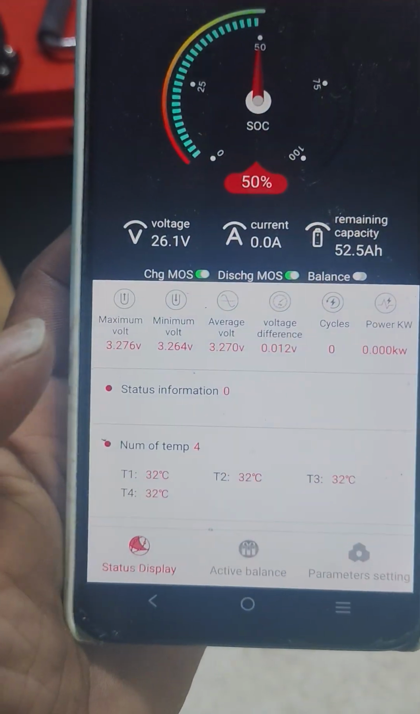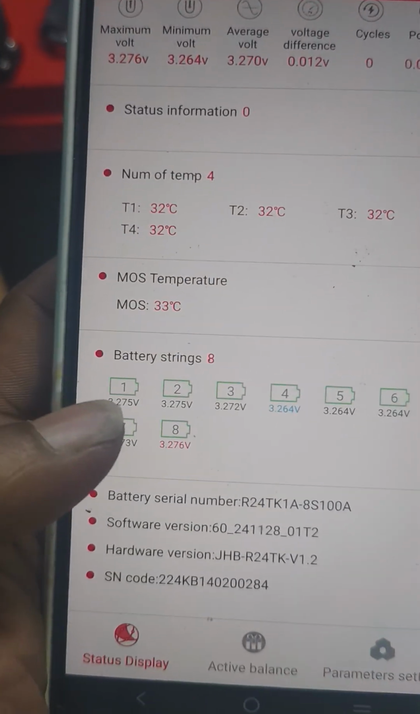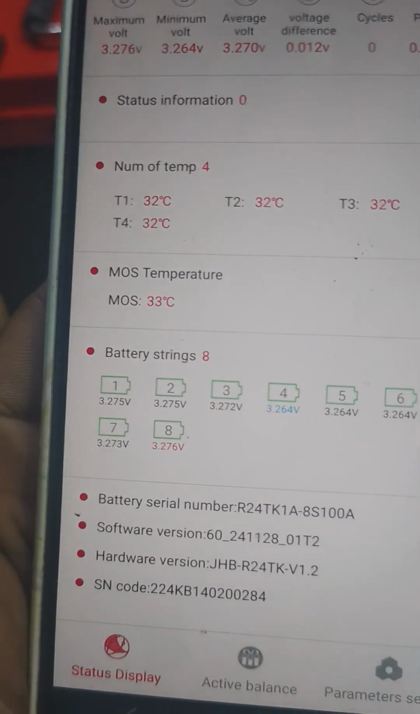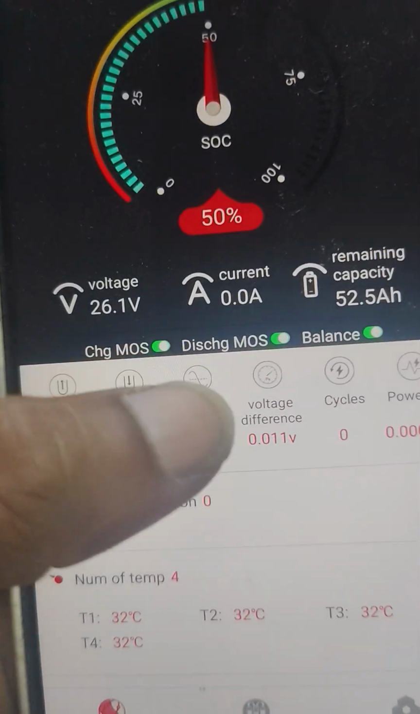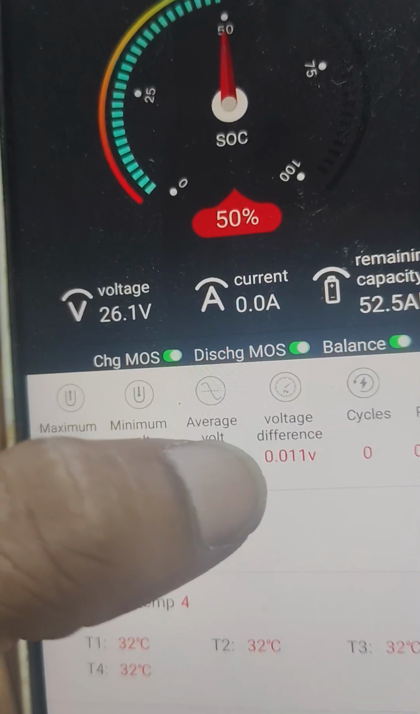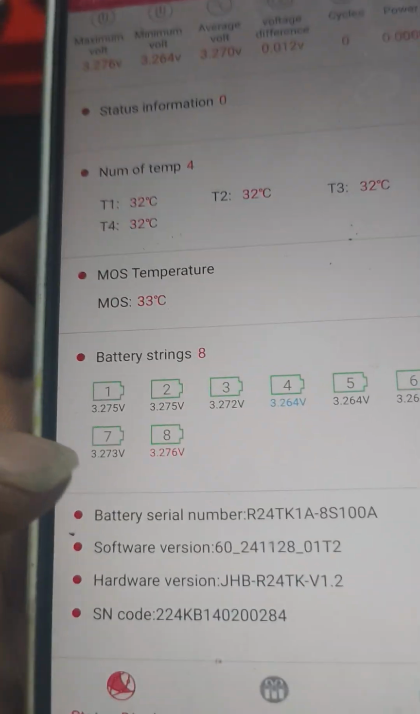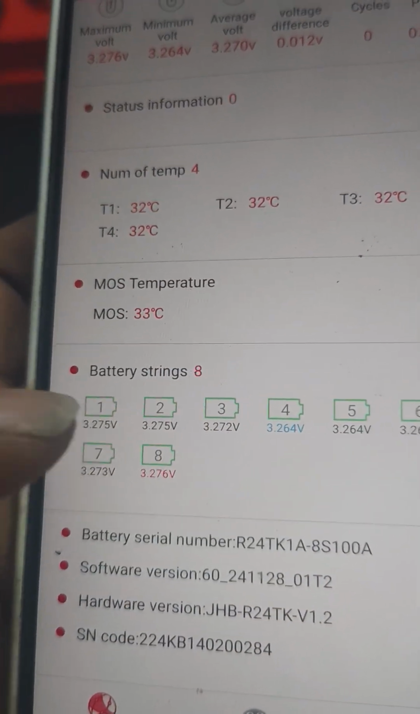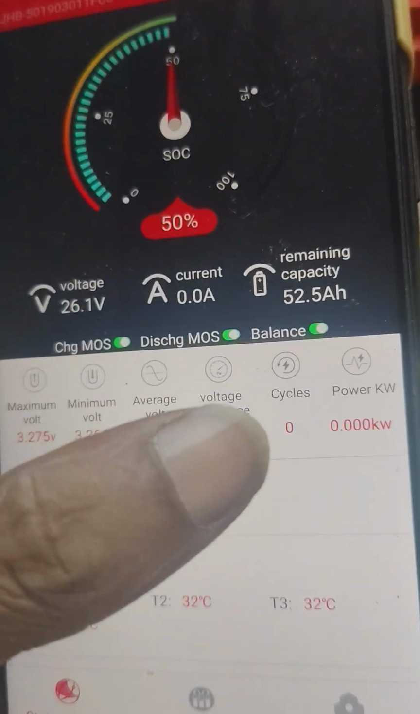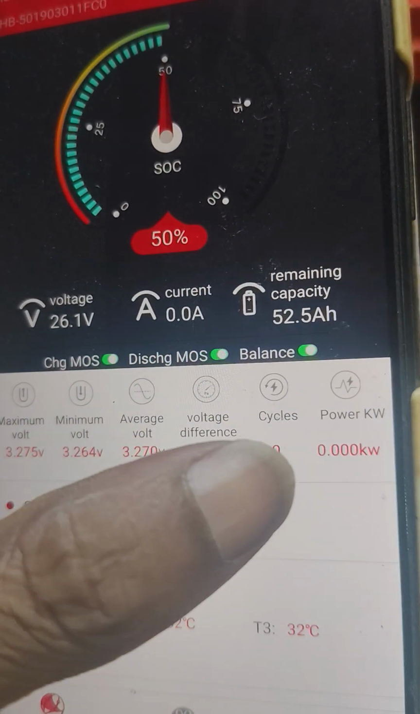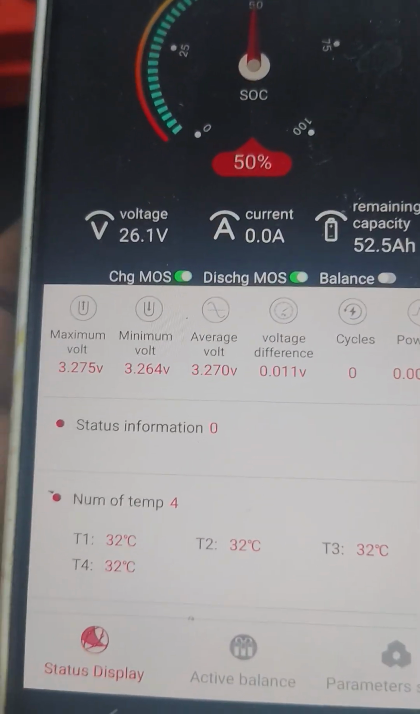Let me first tell you about this application. Here you can check the 8 series voltages of the cells. It is well balanced, and you can see that over here. The voltage difference is 0.011 volt, taking all the 8 series as an average. There is no intake of current, so there is no power being delivered or going into the battery.